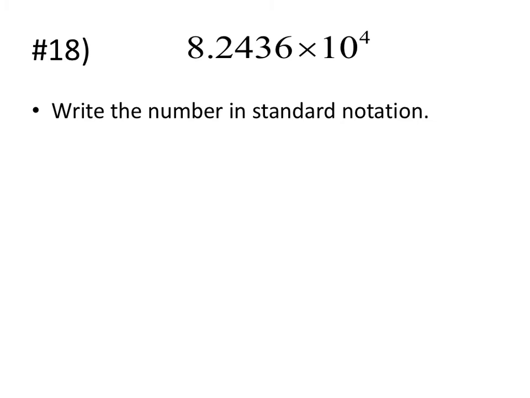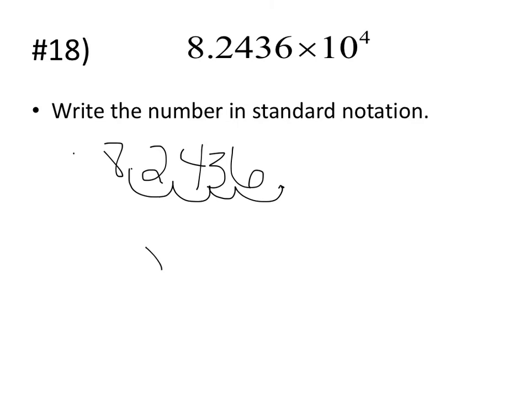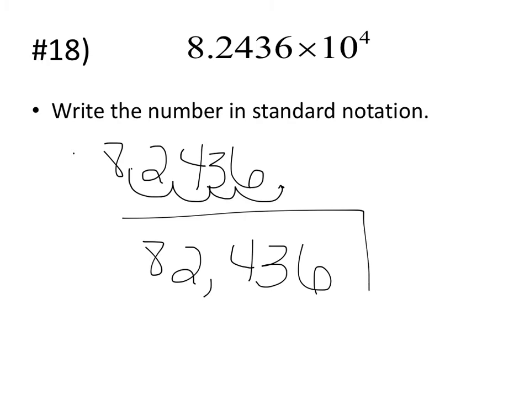Alright, let's try this one. So they want us to go backwards now, so we're going to take 8.2436 and we're going to move it 4 spaces to the right, which ends up giving us 82,436.